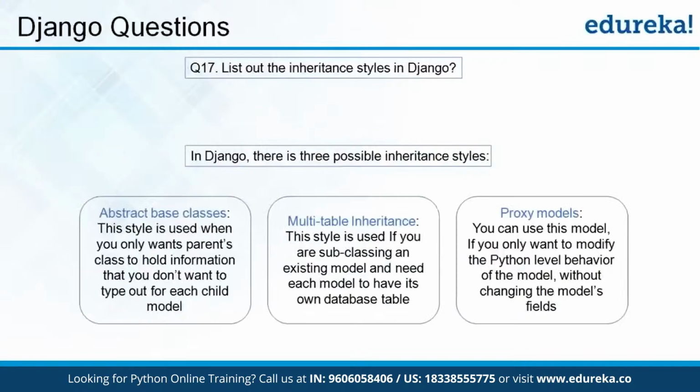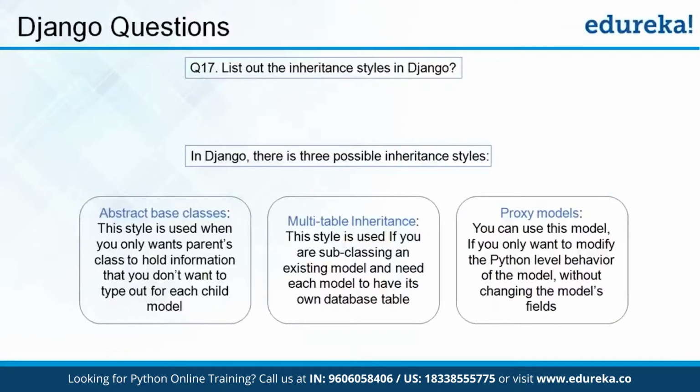Now, what are the different types of inheritance styles in Django? There are 3 possible inheritance styles. You've got abstract base classes, also known as ABC, you've got multiple table inheritance, and you've got proxy models. So what is an ABC? This style is used when you want the parent class to hold information that you do not want to type out for each child model.